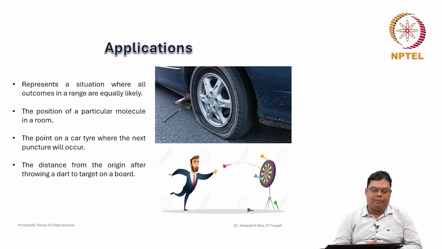So, all are the same. Another example is the point on a car tire where the next puncture will occur. Where it will puncture, we do not know. So, we will consider it a uniform distribution. Similarly, the distance from the origin after throwing a dart at a target on a board. We do not know where it will land. If someone is a specialist, it may be very close to 0, and then we can give more weightage close to 0, but for a random person we do not know, so it can land anywhere. So, then we say it will be a uniform distribution.